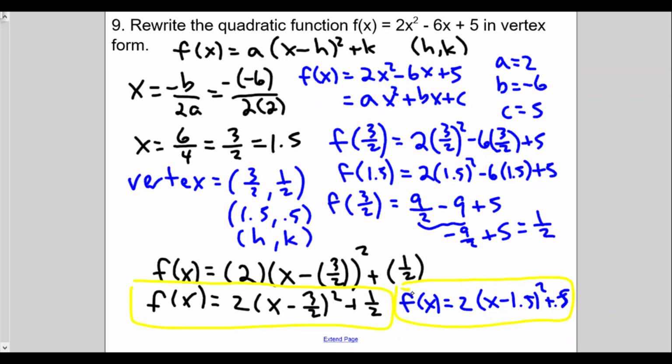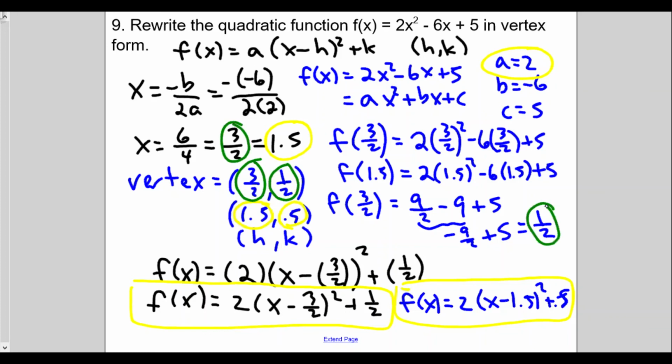So you had to find the most important values. We found the a value from the beginning, the h value, which is an axis of symmetry value, and our k value, which is going to be 0.5. That goes with the decimals, or if you use the fractions here, that's 3 over 2 and we had the 1/2 here.